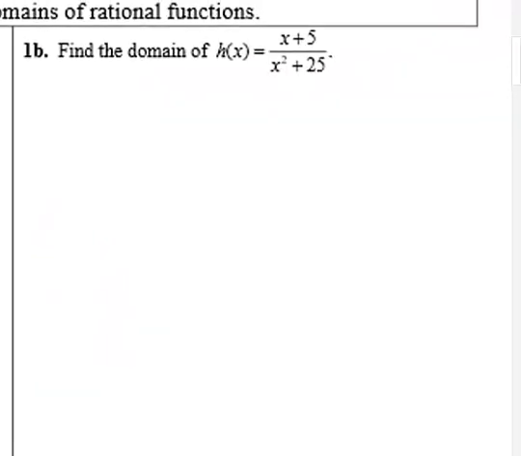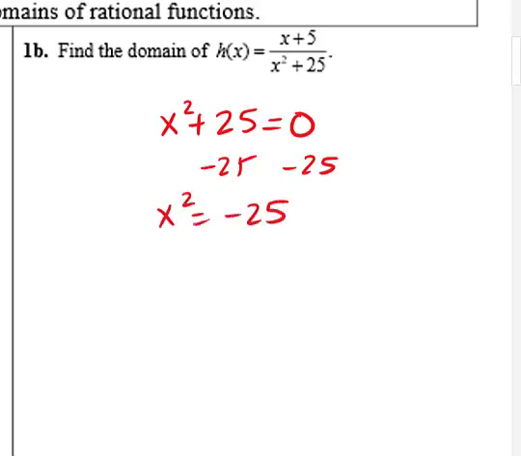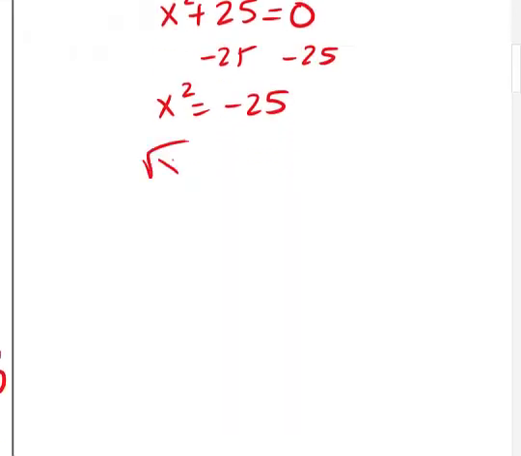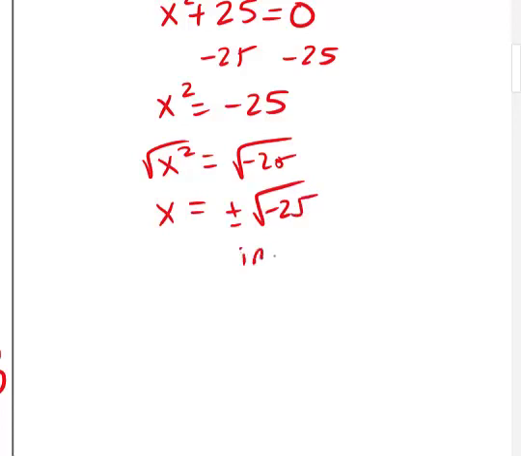But notice if we try to do that for this one, if I set that denominator, now it's x squared plus 25, equal to 0, now I'm solving it by subtracting 25 instead of adding. And now I'll square root both sides. Negative 25, so I have to put plus or minus. Notice it's negative 25 inside. Those are imaginary values.